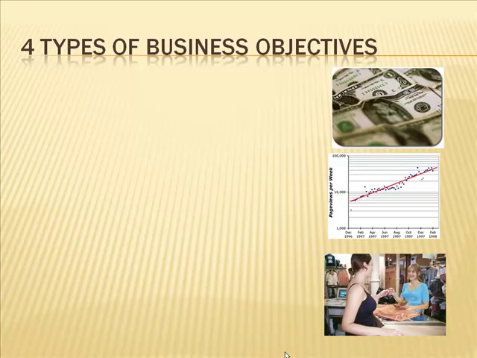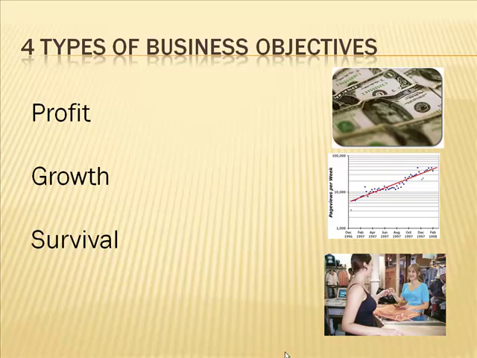In business studies, there's 4 main types of objectives. Some companies may only have one of these 4, and some may have 2 or 3 of these 4 objectives. So what are these 4 objectives? Well, the first objective is profit. That's all about making money. The second objective is growth. The third objective is survival. And the fourth objective is providing a service.